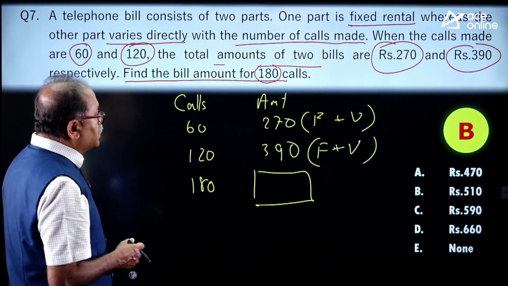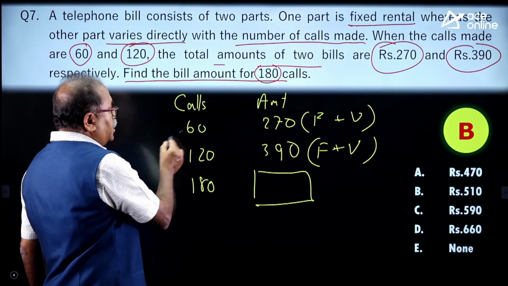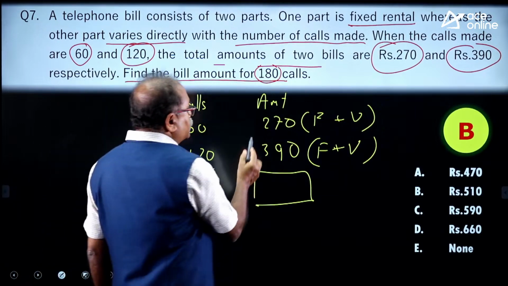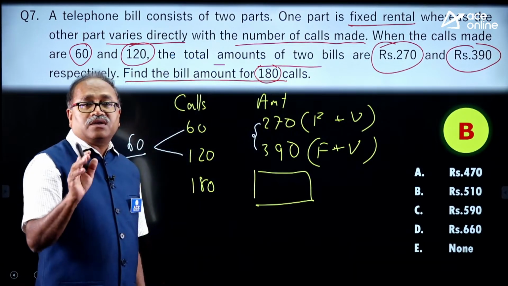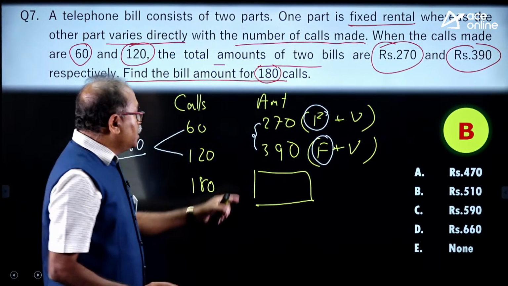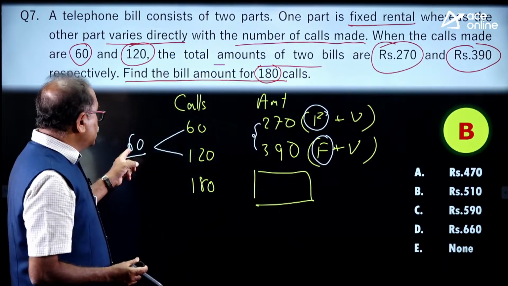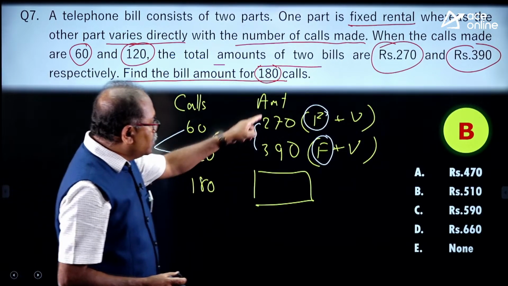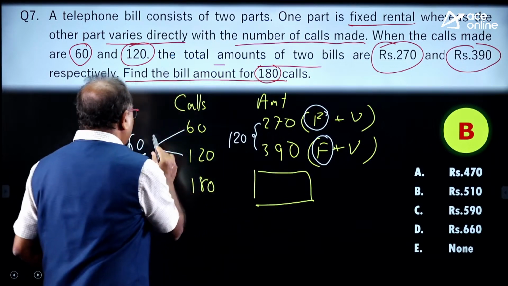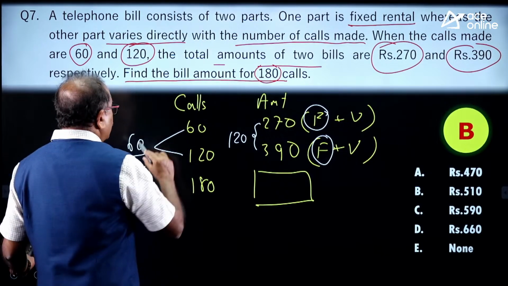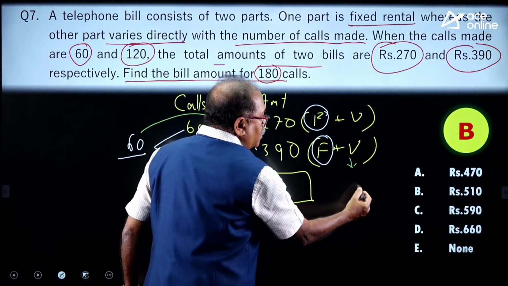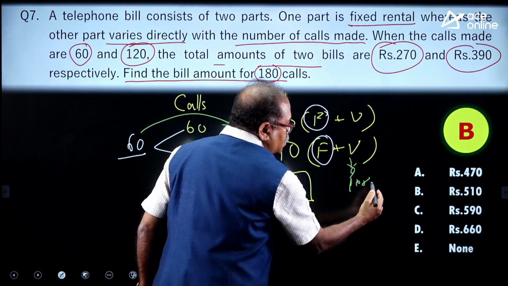How do we answer this question here? Did you see how many extra calls there are? 60 extra calls. How many extra rupees? The fixed amount will be the same in both cases. Why has it increased? Because the number of calls is 60 more. So how much extra money? 120 rupees more. So for 60 calls, 120 rupees. So what is the cost per call?